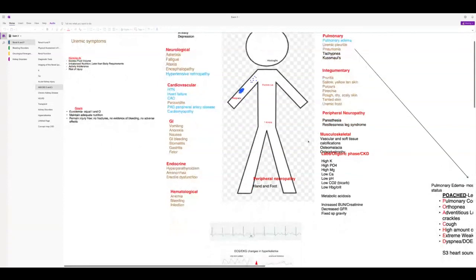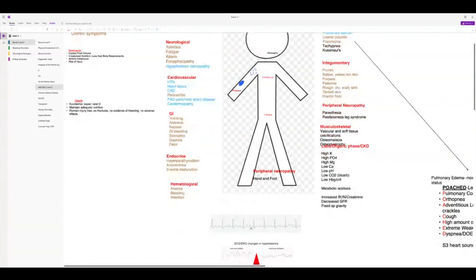They're going to have what's called hand and foot peripheral neuropathy due to uremia, and they will have problems because their calcium goes low and the phosphorus is high. They can be at risk for osteodystrophy. They lose teeth. They can have pathological fractures, so they're at risk for injury.